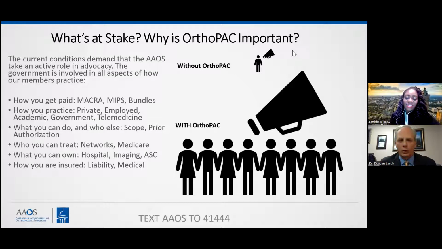However, in the real world, there's a different way to look at this. What we do with the PAC is we use our money to help our friends, people who think like we do, get elected and stay elected in Congress. That's the important part of it. And to your point, it really affects almost everything that we do.